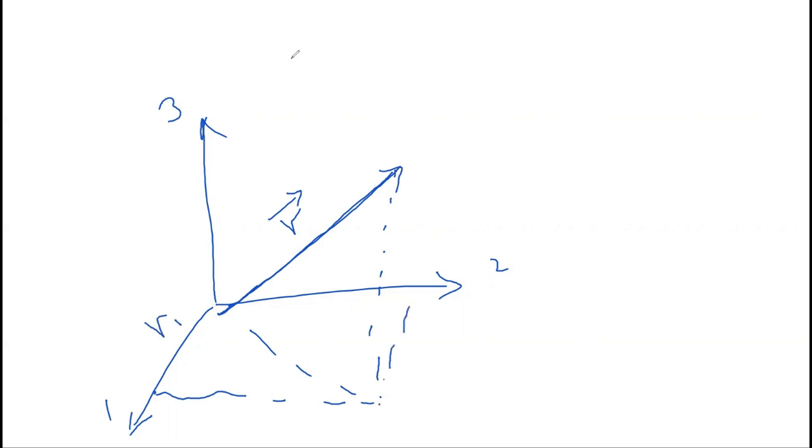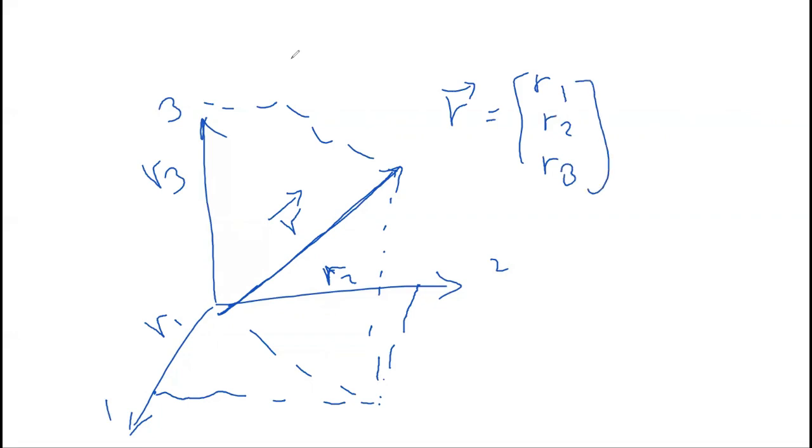If I do the same up to here, this distance will be R2, and the value that I have over this axis will be R3. So this means that the vector R you can write like this: R1, R2, and R3, or R1 E1 plus R2 E2 plus R3 E3.